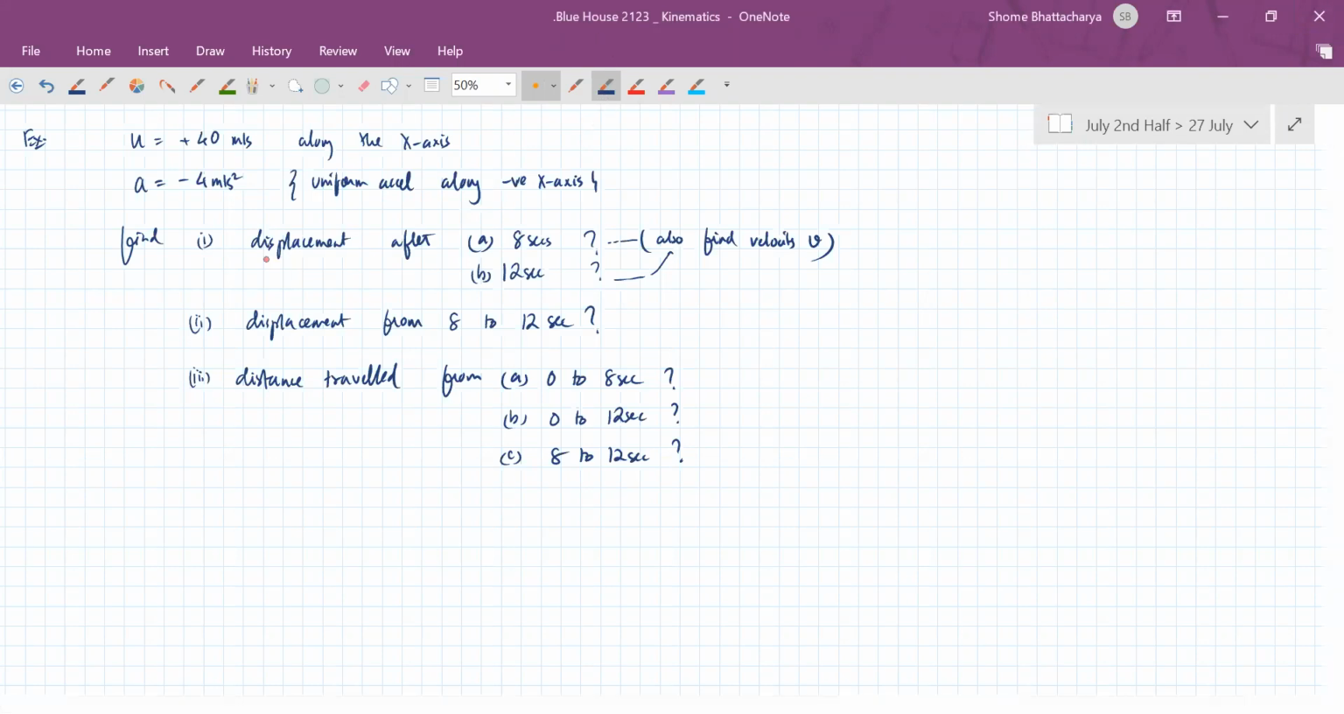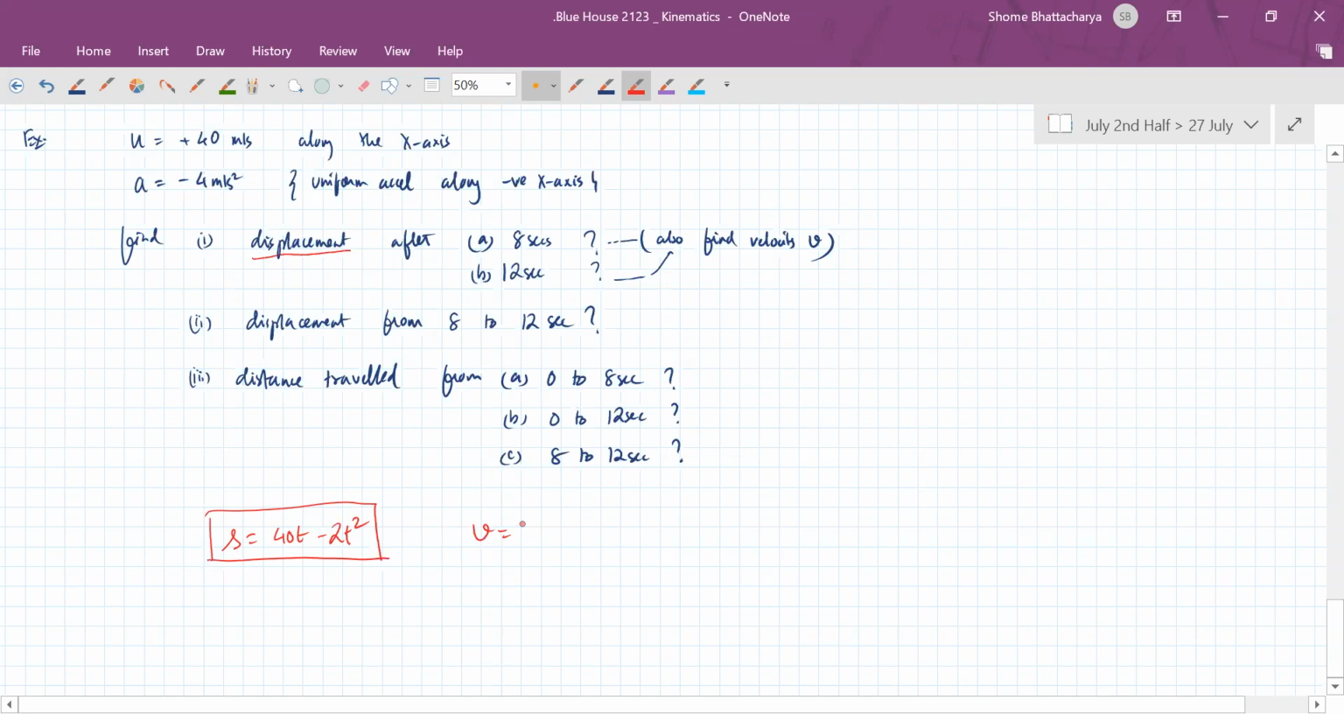Okay, so as far as displacement is concerned, you can just go for the formula. S as a function of time will be 40t minus 2t square, and velocity as a function of time will be 40 minus 4t. You can use this formula directly for the first part. At t equal to 8 seconds, your displacement will be 320 minus 128, which is 192.